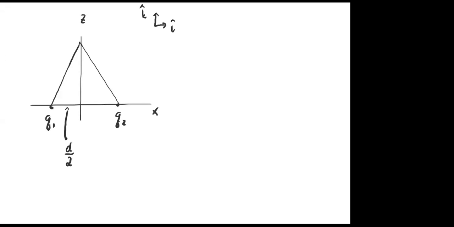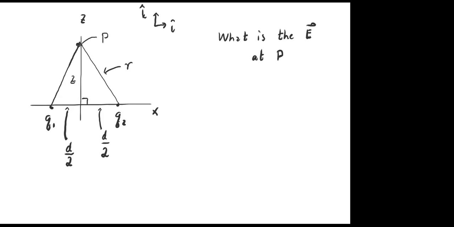Q1 is going to be separated from the origin by a distance d over 2, and Q2 is going to be separated from the origin by a distance d over 2. This distance from the origin to this point, P, I'm going to call z, and the hypotenuse of this right triangle is going to be r. So here's the question I want to ask. What is the electric field in this system at point P, where P is just 0, 0, z? That's the question we want to ask.